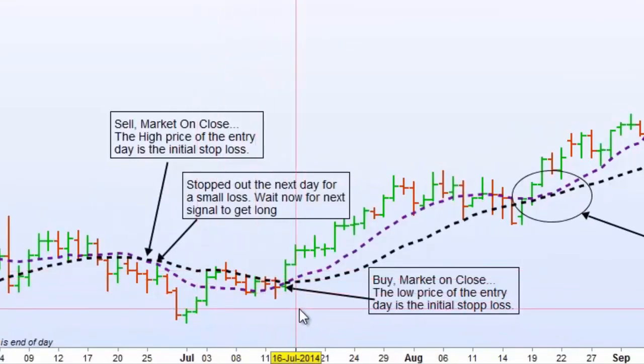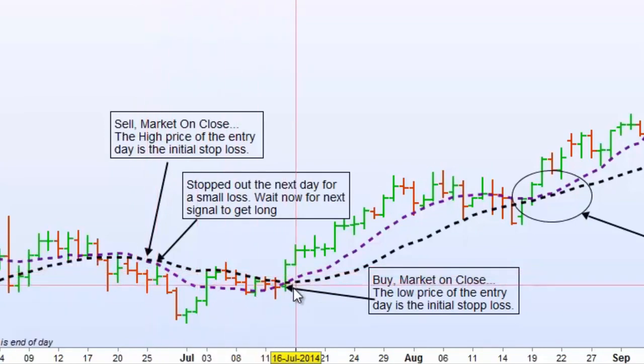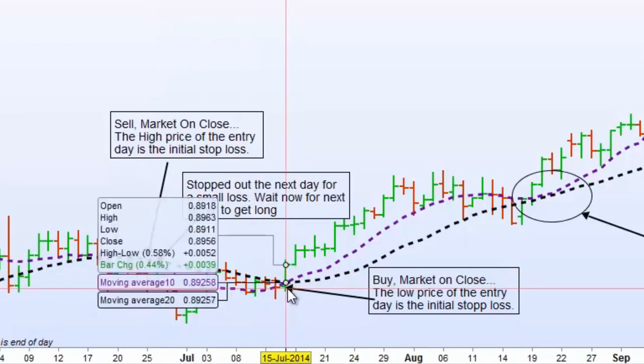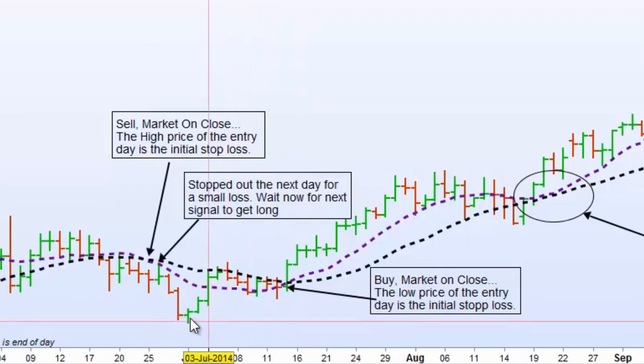So now that I've shown you that, you can see that in this instance, you would have gotten short on this day. You'd have been stopped out on the very next day if you use your stop as the high, and then you'd have to wait all the way till over here, another couple weeks, before you got back into this market using this method. Now that's one stop.